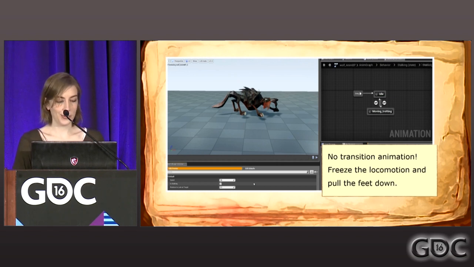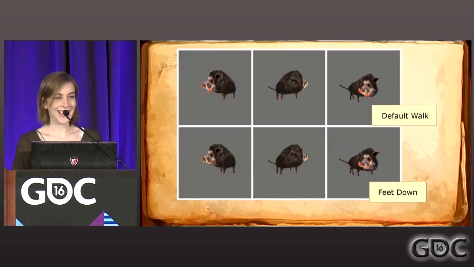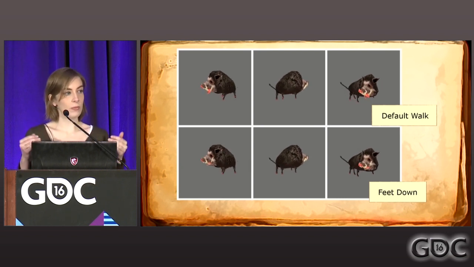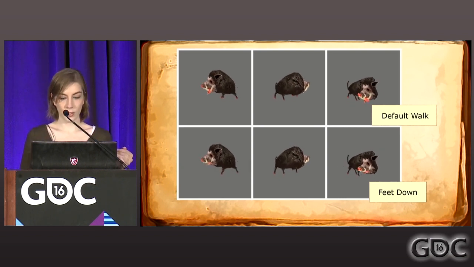I thought that was pretty cool. So I decided to do the same thing for the boar. However, if you recall, the boar is set up a little bit differently. There's 3 walking animations for the boar. So in order to do this for the boar, I had to author 3 feet planted animations. And I had to create a blend space that would mirror what I was doing with the walk. And that's what you can see here.